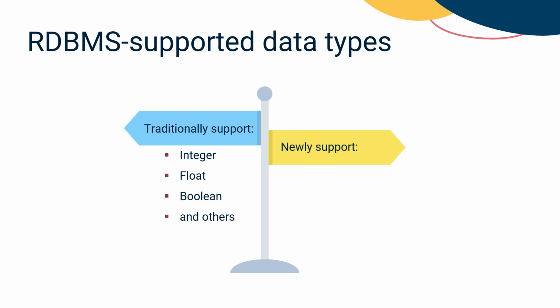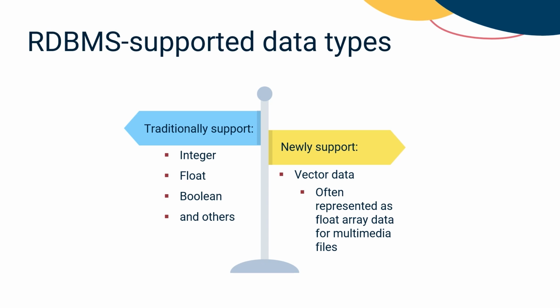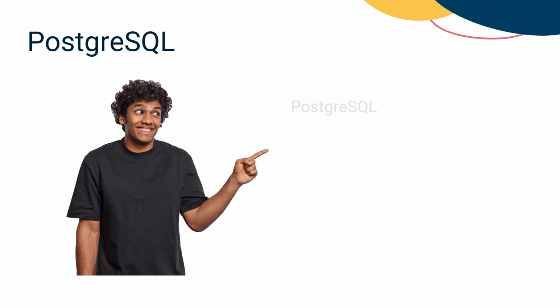Many data platforms are evolving to support more intricate data types, such as vectors, to accommodate emerging needs like machine learning applications. Vectors represent float array data from multimedia files, often provided as an extension rather than a default data type. Next, learn how PostgreSQL extends its RDBMS to work with new data types.